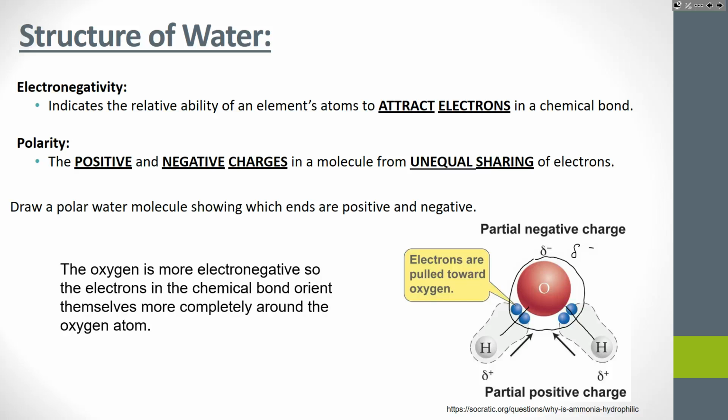And that's what I'm saying here. The oxygen's more electronegative, so the electrons in the bond orient themselves more completely or more often around the oxygen atom. And I just put a note that little symbol, the Greek letter delta, means partial. You guys know the capital letter delta is a triangle, means change in. This means partial or slight.